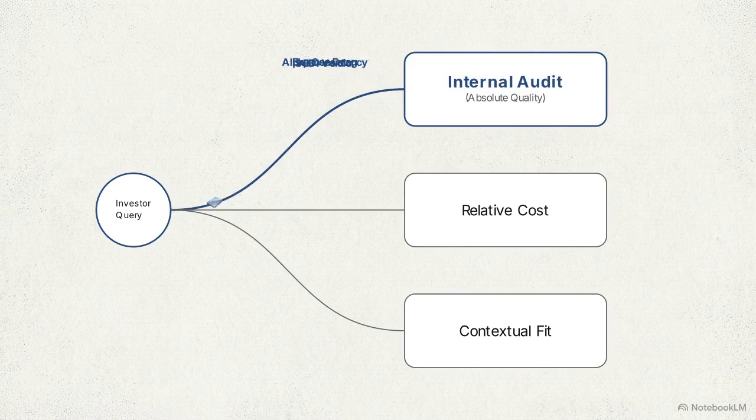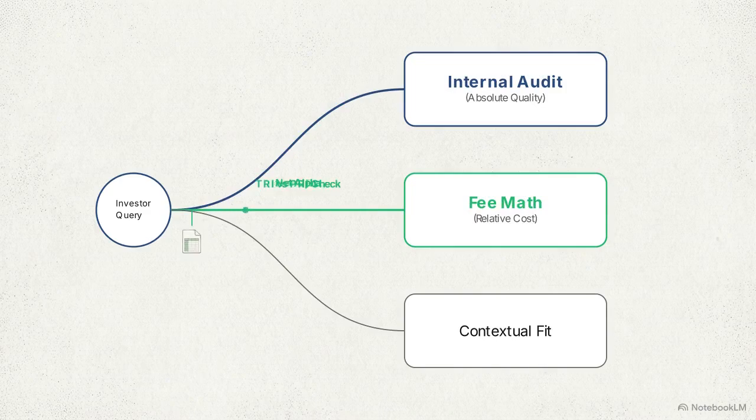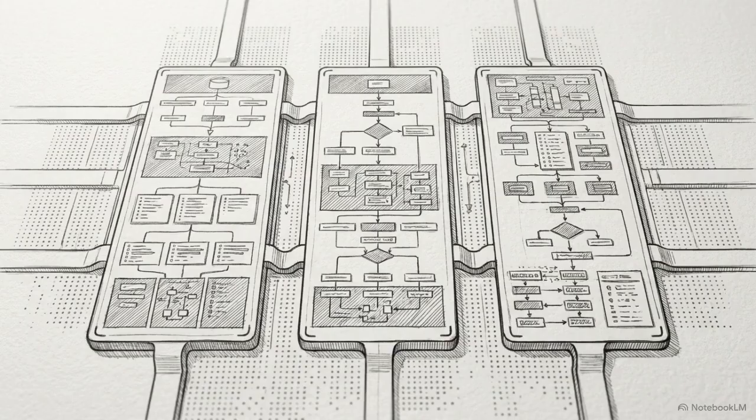The absolute quality path audits the fund's internal structure. The relative cost path provides a mathematical comparison of active fees against passive alternatives. These specific logic vectors ensure the final verdict is grounded in relevant metrics rather than generic descriptions.